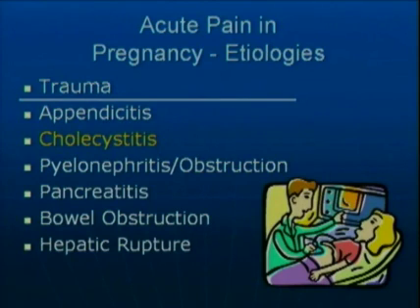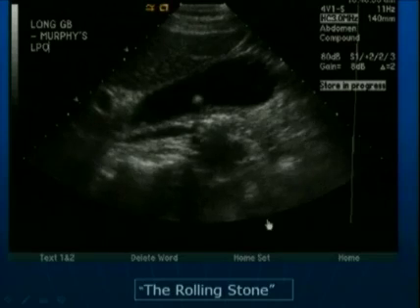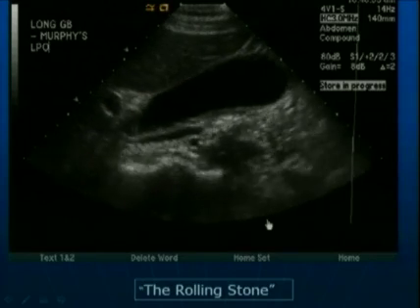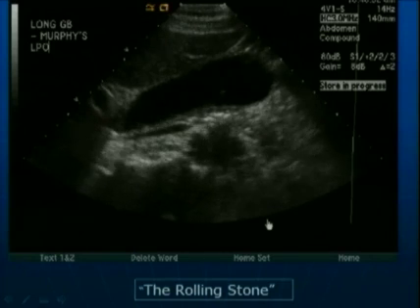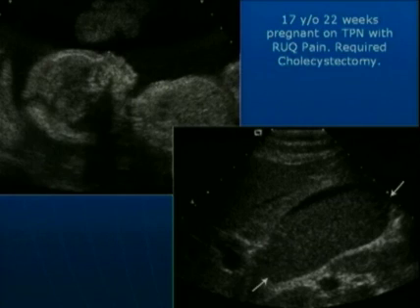The next etiology of pain I'm going to look at is acute cholecystitis. What happens in pregnancy? Well, you get progesterone and estrogen. One causes relaxation of the smooth muscle, which leads to bile stasis. The other causes formation of gallstones. So what you end up with in these cases is stones, or in this case, the rolling stones. So you have to look for these. They're increased. But many times you don't even have to have stone disease, such as this patient who was on TPN, had a sludge-filled gallbladder, had acute right upper quadrant pain, and a positive ultrasound Murphy's sign.